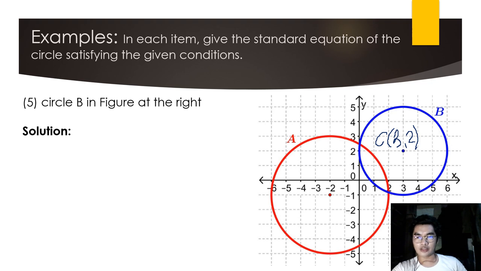And then for the radius, we need to find the distance from the center to any point on the circle. Here it is easy to find the distance from here up to here.